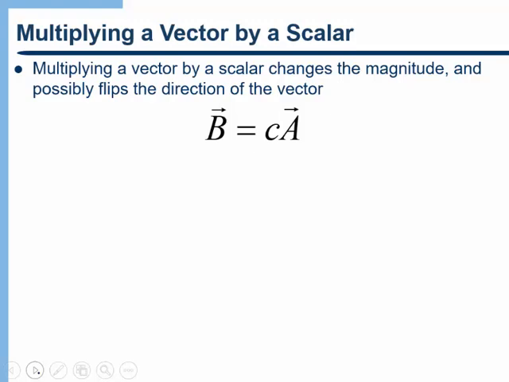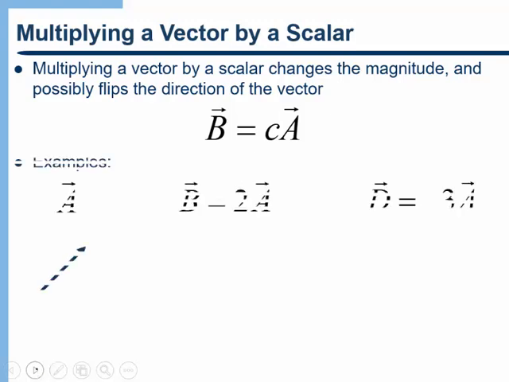Let's talk about multiplying a vector by a scalar. Remember, a scalar is just a number, no direction associated with it. When we multiply a vector by a scalar, all we're doing is changing the length of the vector. Let's go through a couple examples.